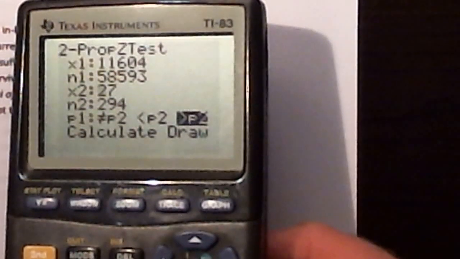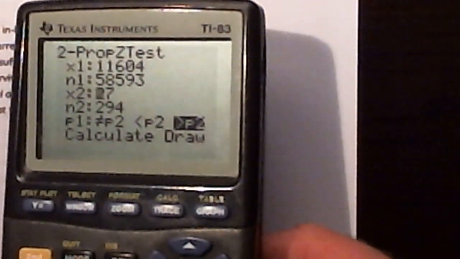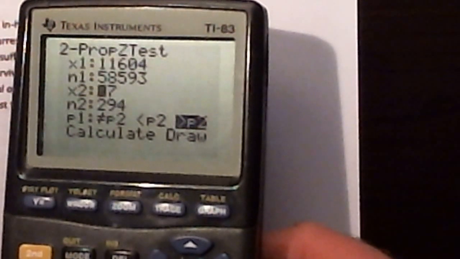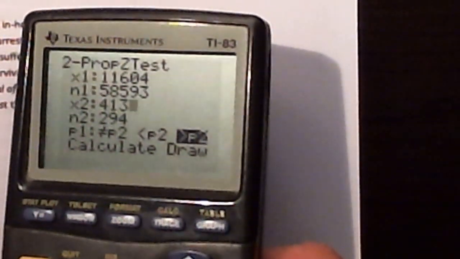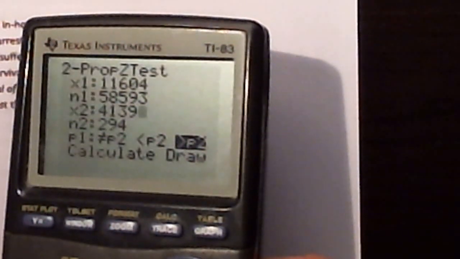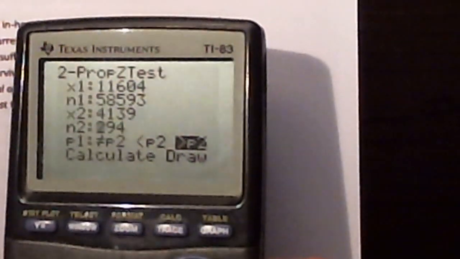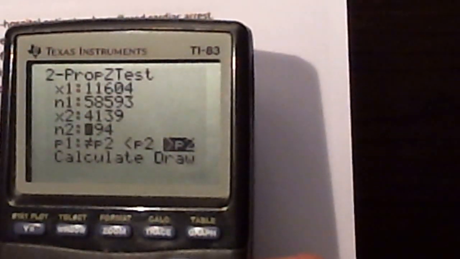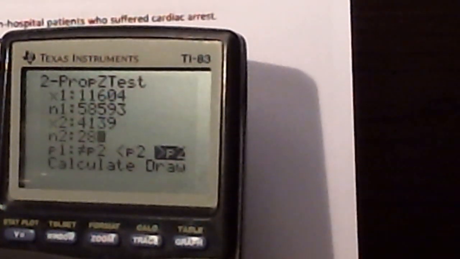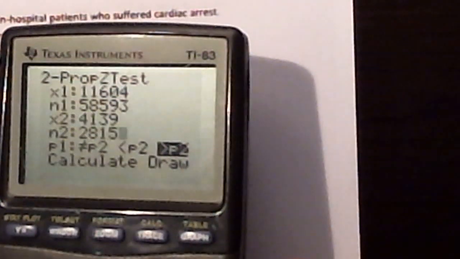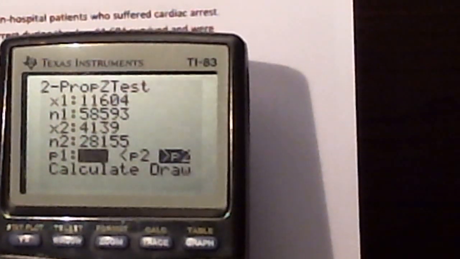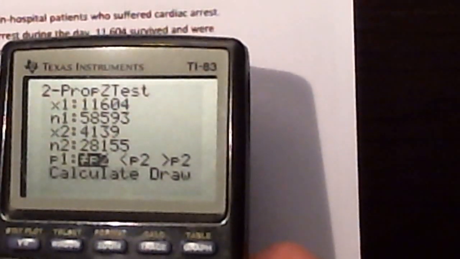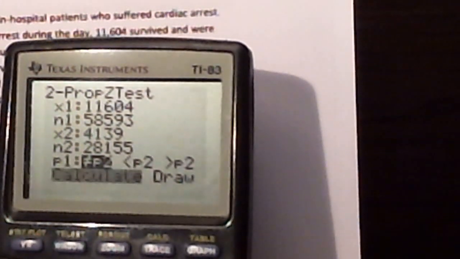Population 2 are the cardiac arrest patients at night, and 4,139 of them survived cardiac arrest that occurred at nighttime, of the 28,155 patients that were randomly surveyed. This is a two-tailed test, so we select not equal to, and we just go down to calculate, and we're ready to conduct this hypothesis test here.